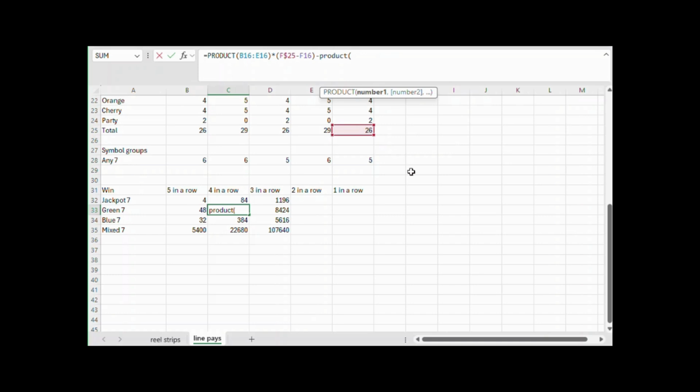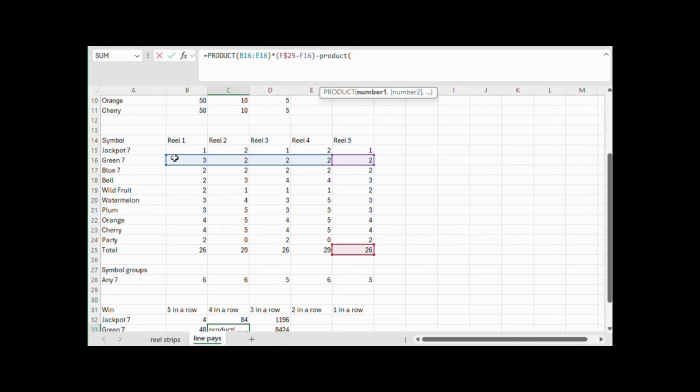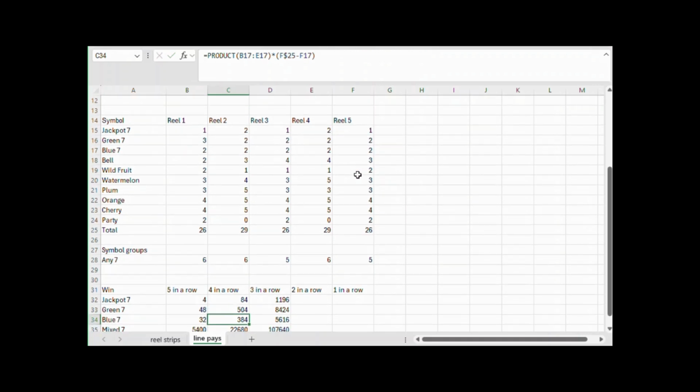So that's going to be a green 7 on reels 1 to 4 times either a Jackpot 7 symbol or a blue 7. So that lowers that number of combinations to 504.